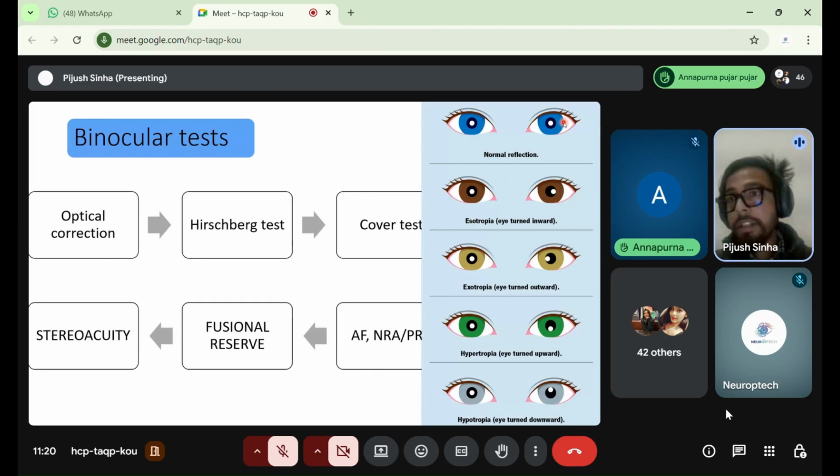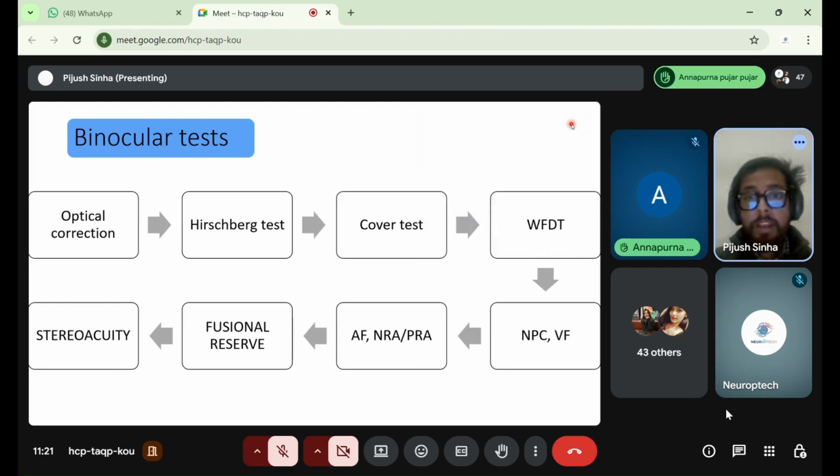If it is at the limbal margin, that is 15-degree here, and it is 30-degree at the limbal margin, and outside the limbus it is 45-degree or more than 45-degree. So this is how we will do the Hirschberg corneal reflex test. It's giving a gross assessment of the eye misalignment only.